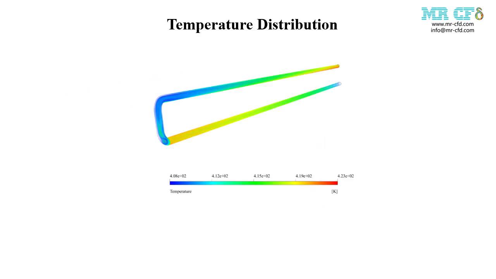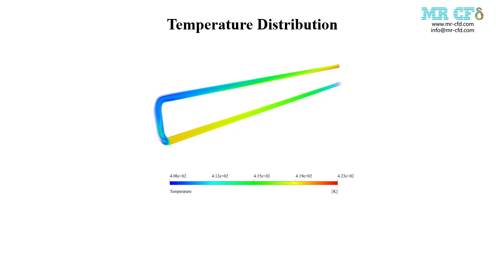This is due to the centrifugal force acting on the fluid as it navigates the bend, pushing it towards the outer wall. Now we want to see how temperature is distributed in the domain. Temperature contour reveals a gradual increase in fluid temperature as it flows through the pipe. This is consistent with the constant heat flux boundary condition applied to the pipe wall. The temperature is lower at the inlet and increases towards the outlet.